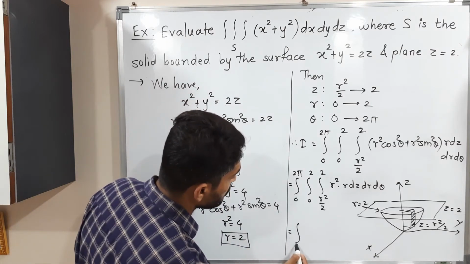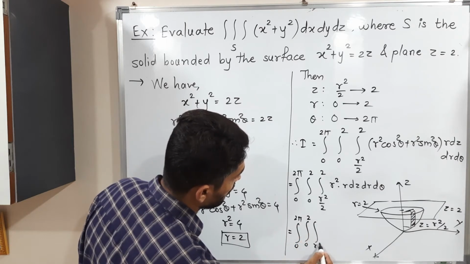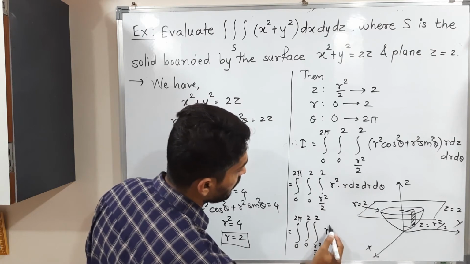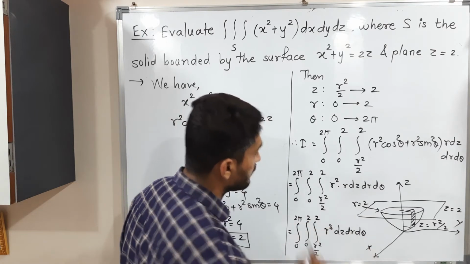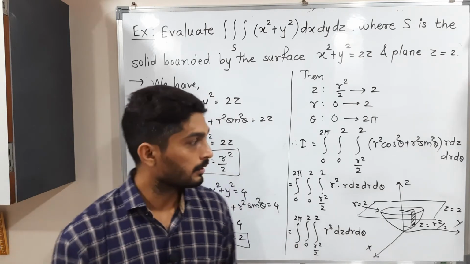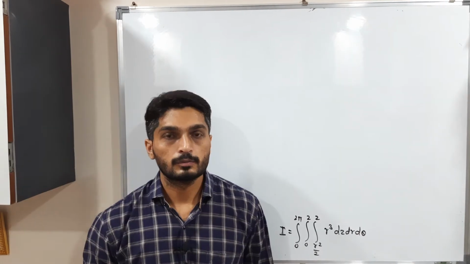So integration 0 to 2 pi, 0 to 2, r square by 2 to 2, r square into r, that is r cube, dz dr d theta. This thing we have. So what will I do now? You can make a screenshot of it, and after that we will go for the remaining part of this problem. Please make a screenshot. So let us continue.